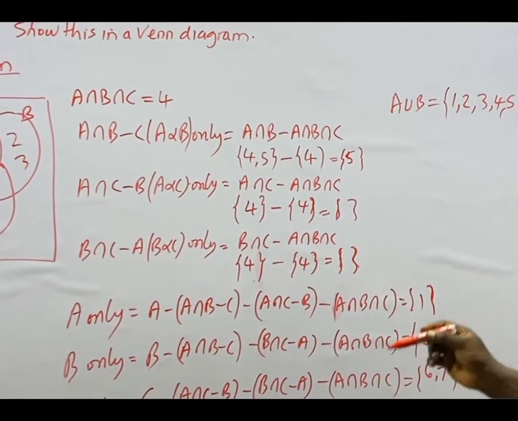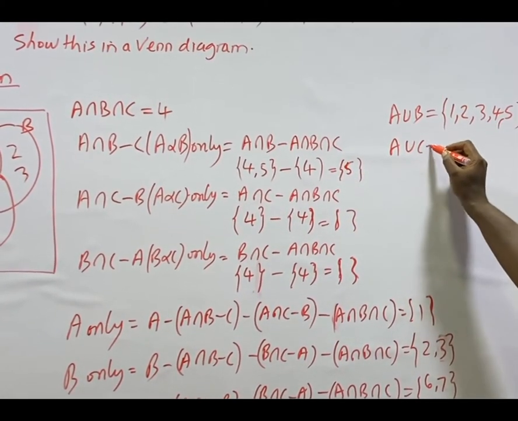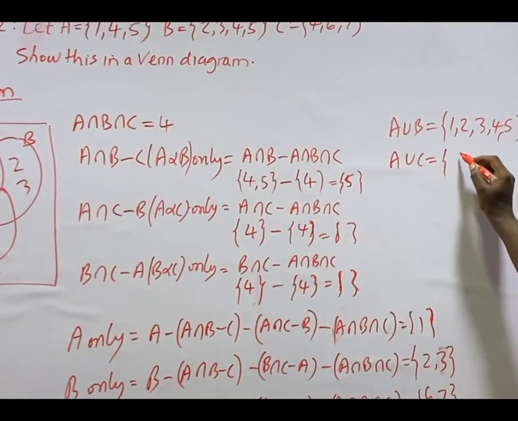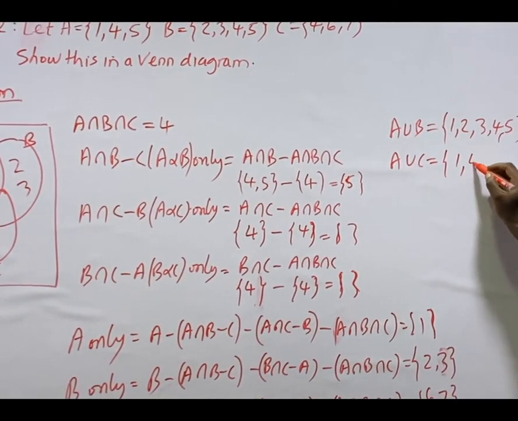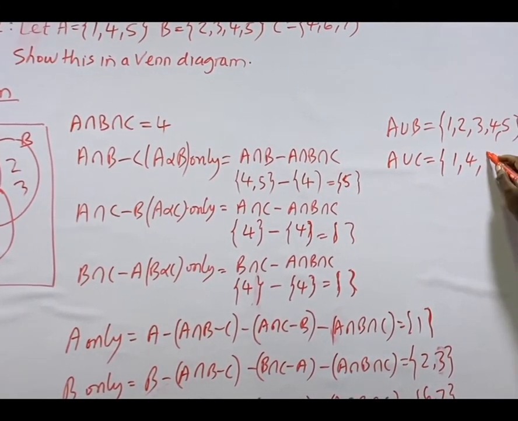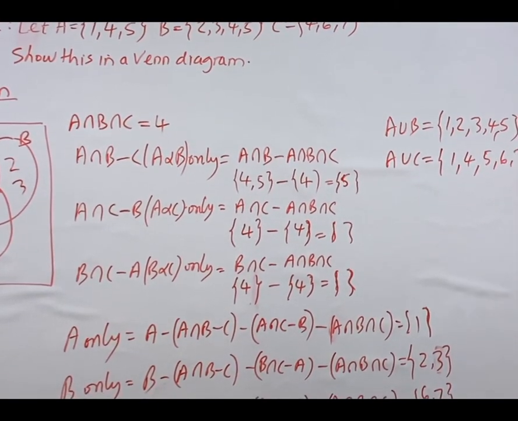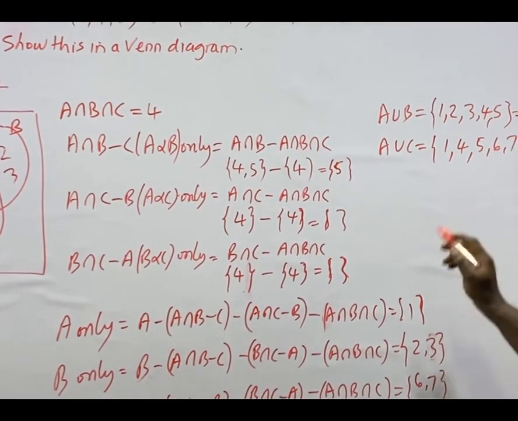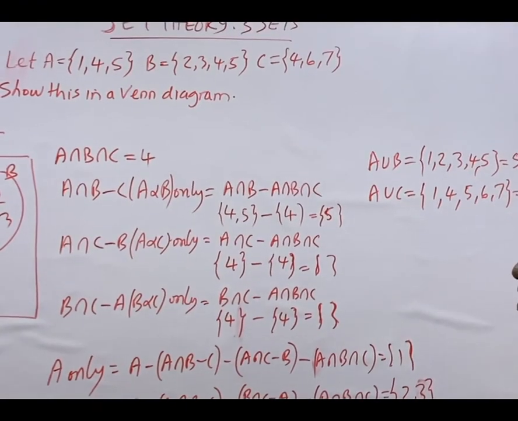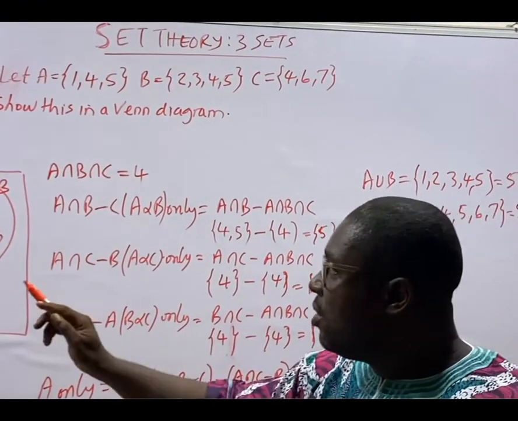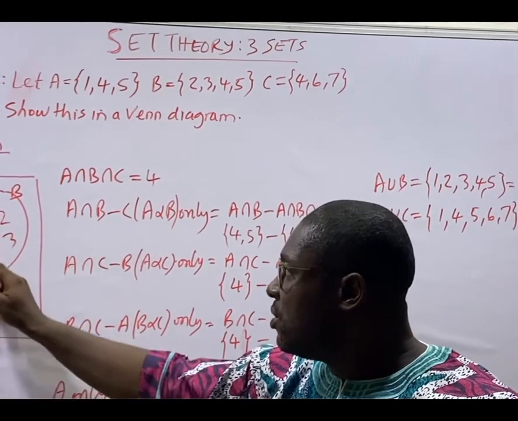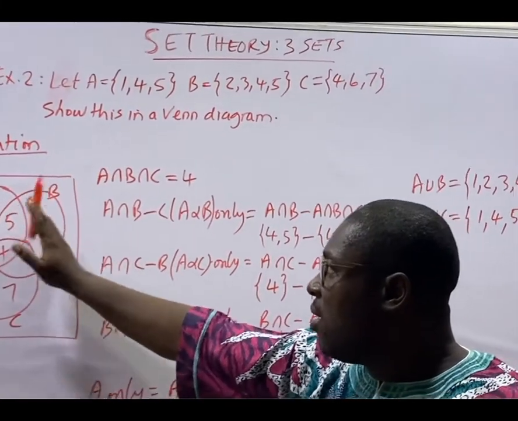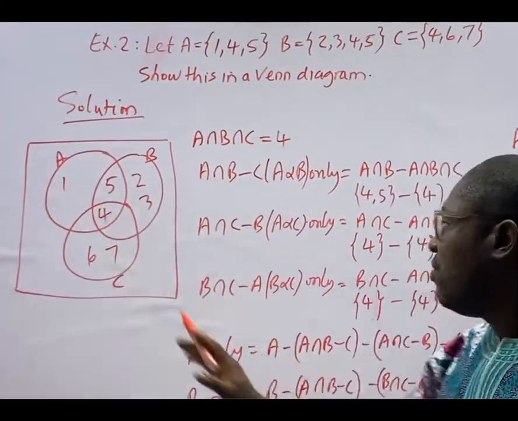The same thing if you want to have A union C. A union C will be 1, 4, 5, 6, and 7. Can you see it? And how many are there? 1, 2, 3, 4, 5. There are 5 elements there. So where is A union C? Look at 1, 4, 5, 6, and 7. See, they are all here. B has been taken out, even though it has B, but 1, 4, 5, 6, and 7.